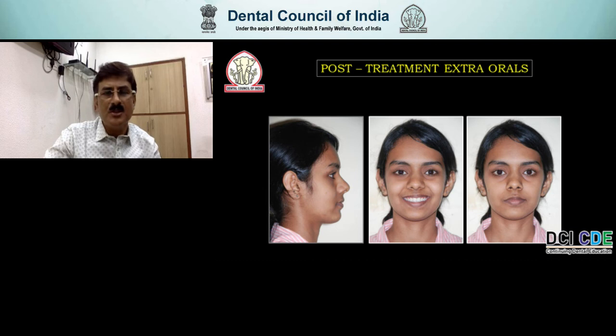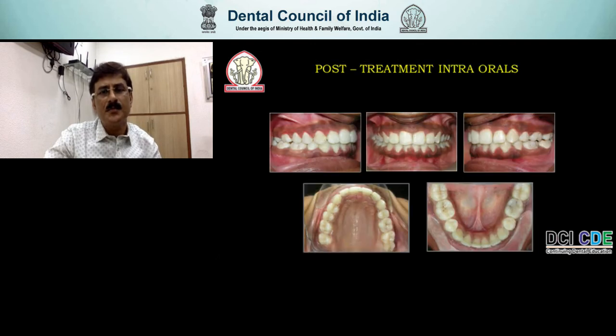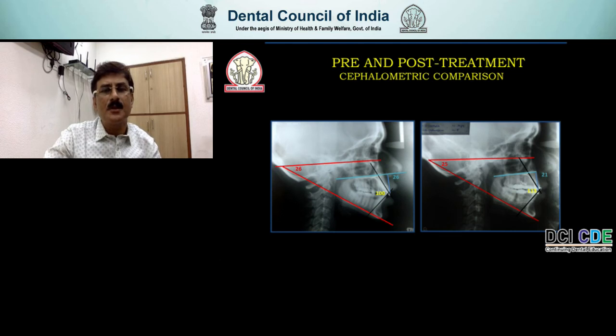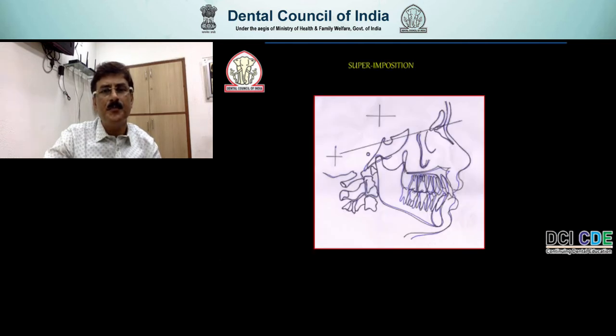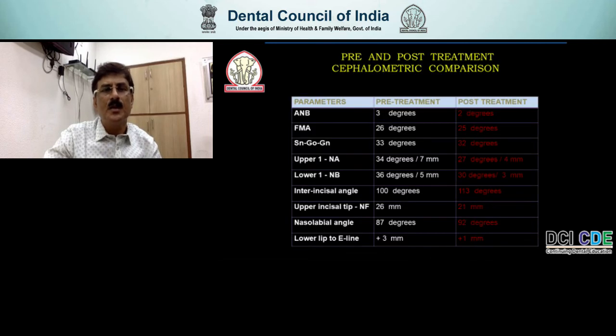The face is proportionate, gumminess is gone, the lips have become competent. So you must do adequate vertical control in these hyperdivergent growth patterns. That's post pictures. That's the cephalograms compared. That's superimposition. And when you compare, the FMA reduced, it doesn't worsen. The SN-GoGn also reduced. That means there's been good, adequate vertical control.